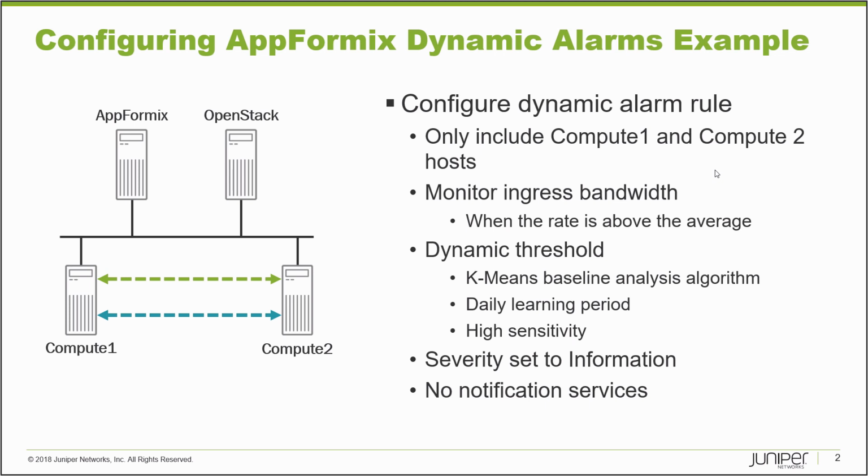And then with the dynamic threshold, we are going to use the k-means baseline analysis algorithm. It's going to have a daily learning period, and the sensitivity is going to be set to high. Then we're going to set the severity to an information level, and we're not going to use any notification services. Okay, so with that, let's go ahead and jump to the AppFormix user interface and get this going.